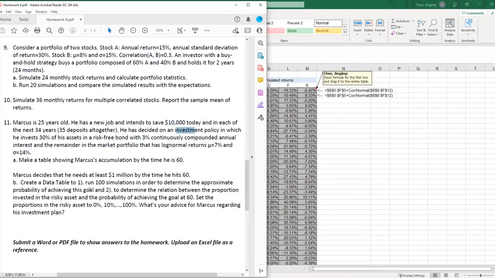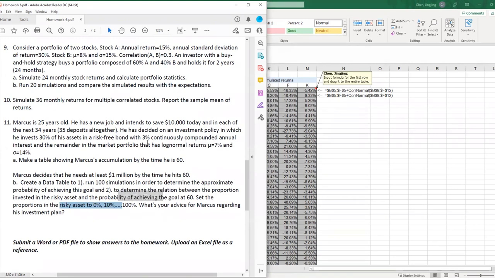So he wants to see how possible it is that he can achieve this. And then second is to determine the relation between the proportion invested in the risky assets and the probability of achieving the goal at 60. So we're going to vary the proportion that Marcus will invest into the risky assets.